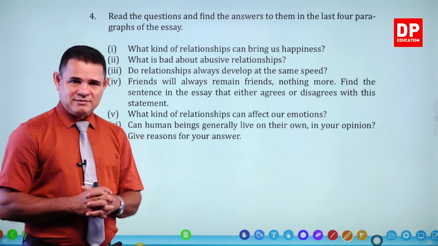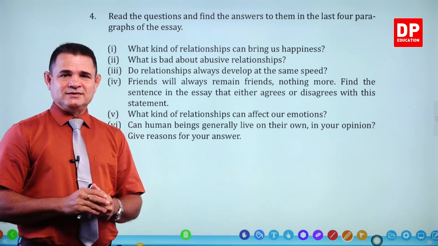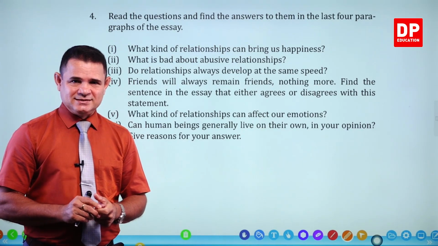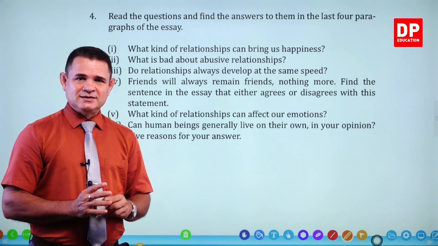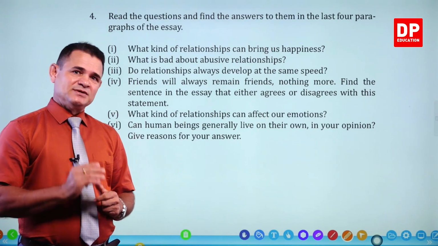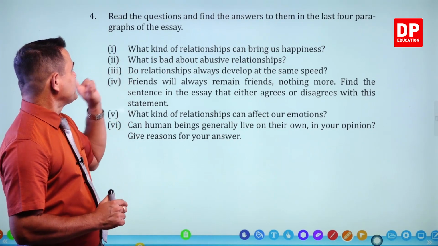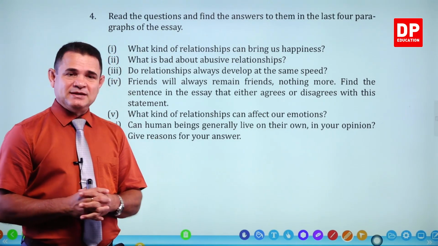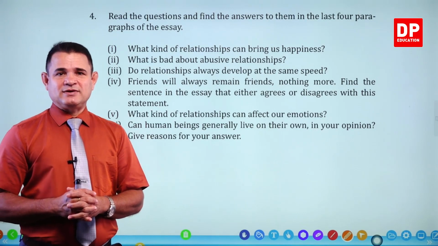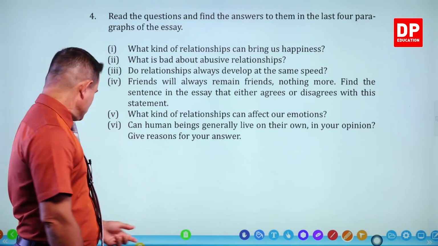Now I hope that you can remember the last 4 paragraphs, and you can turn the pages of your textbook and see it. The last paragraphs of the essay we read about relationships. So then answer the first one. What kind of relationships can bring us happiness? What kind of relationships bring us happiness?